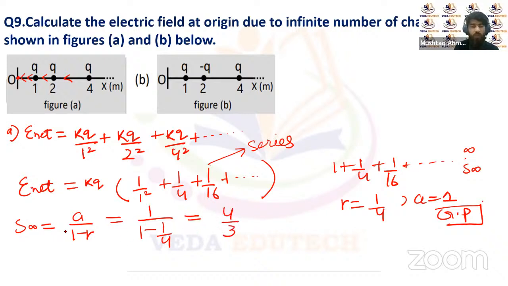So the net field at the origin in the first case will be 4 times kq upon 3. This is the net field at the origin because of this infinite charge distribution.